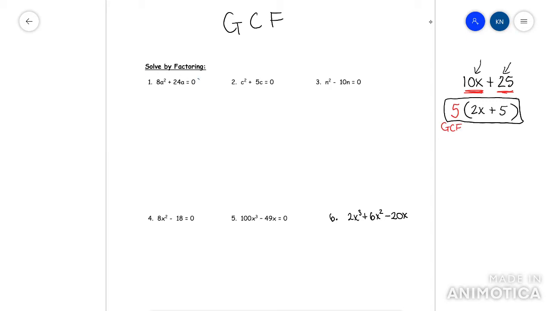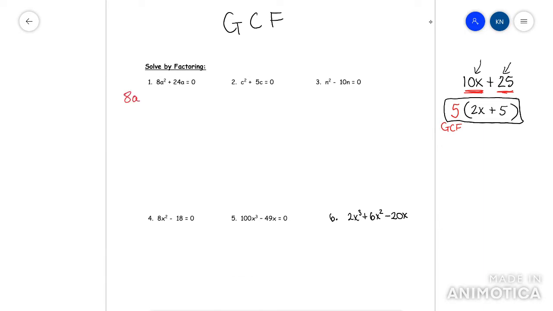This first one, 8 and 24 are both divisible by 8. Now also, both of these have the letter A, so A is part of your GCF. I guess I should do it in red. So my GCF is 8A.